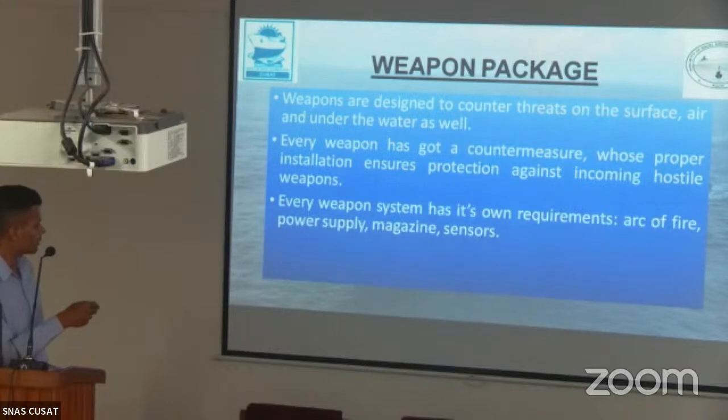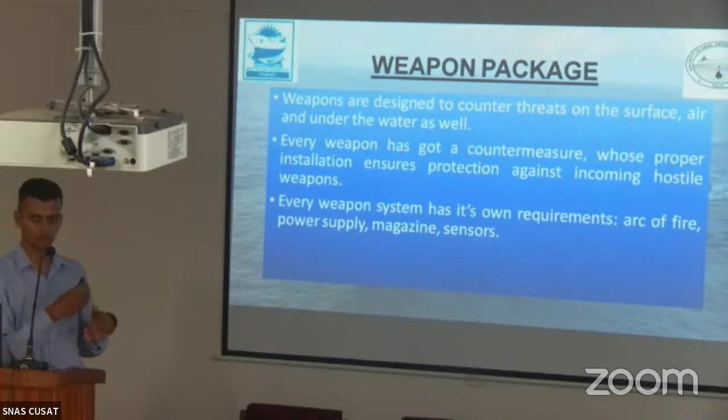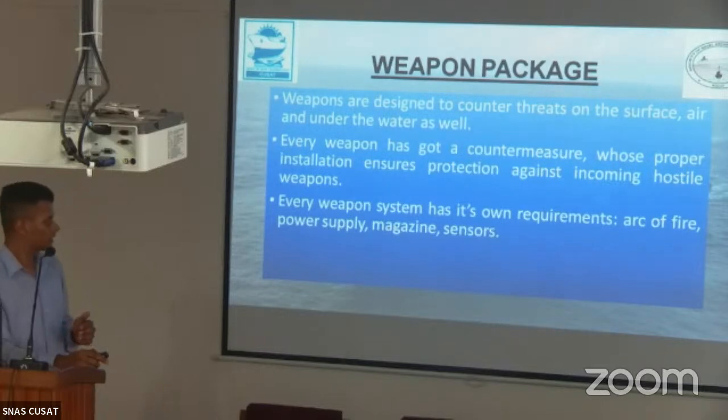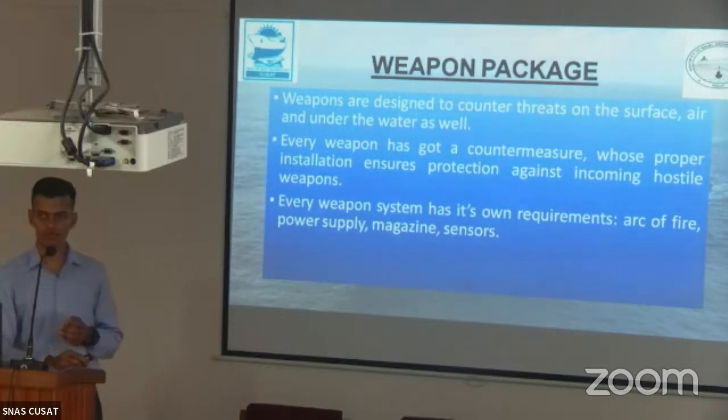So again, we need power supply for operating those weapon systems. Some weapon systems need to be reloaded after they have been fired. So we need to place some magazines in close proximity to those weapon systems so that we can reload those weapon systems in the middle of the battle zone itself. Then there are sensors. We cannot fire weapon systems in the blind. We need to identify and locate the threats. So for that, we need some sensor systems, which are generally radars, sonars, etc.